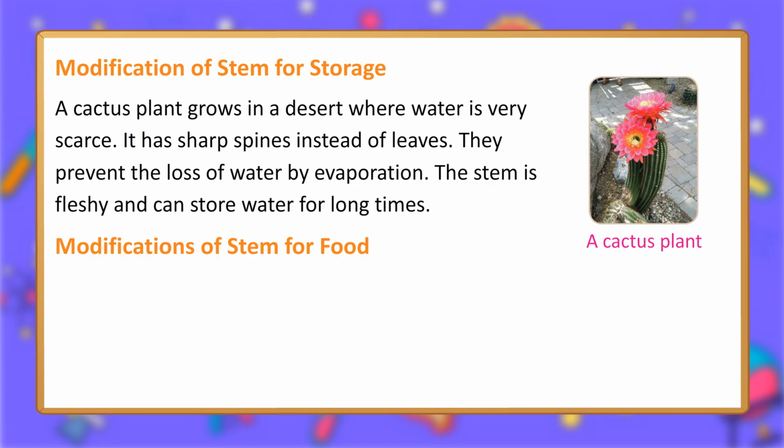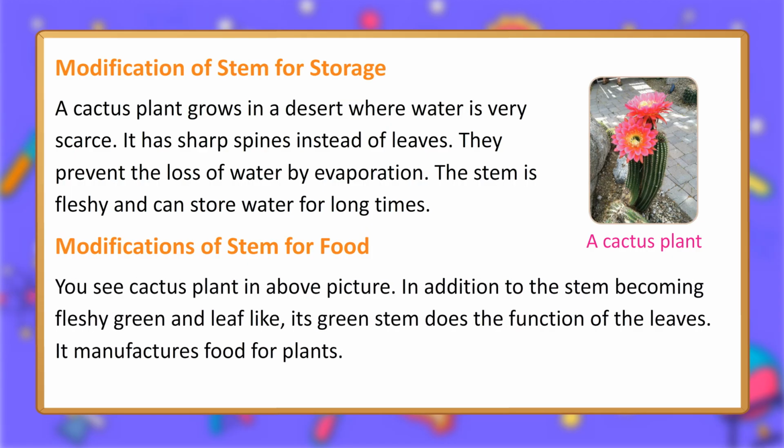Modification of stem for food. You see a cactus plant in the above picture. In addition to the stem becoming fleshy, its green stem does the function of the leaves. It manufactures food for the plant. A cactus plant.